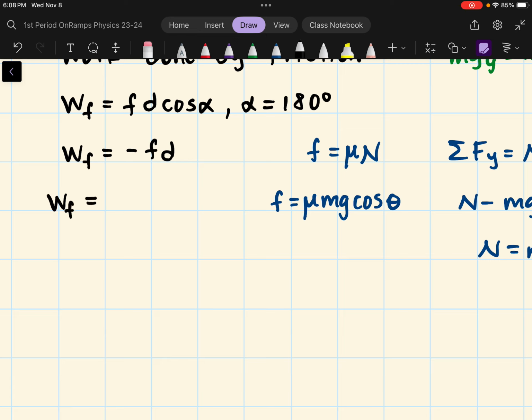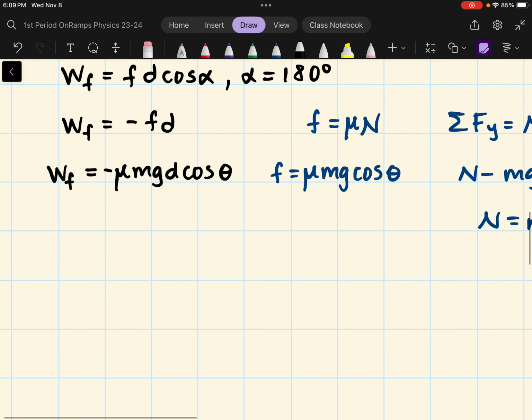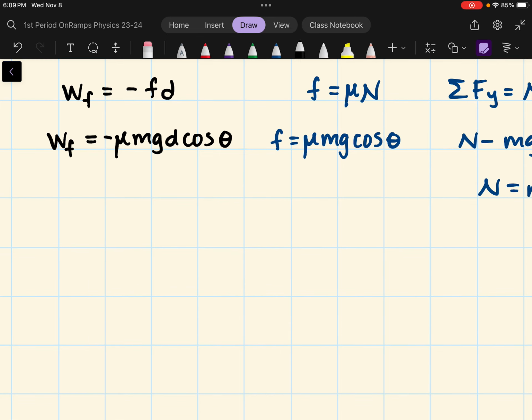Work done by force of friction is negative force of friction. And then I need to have the displacement. Normally this shouldn't go at the end, so I'm going to include it in between gravitational acceleration and cosine theta. It wouldn't make a difference because it's a product, so the order doesn't matter. But that's just the way I've always done it. So coefficient of friction times the mass times gravitational acceleration times displacement times the cosine of theta. I have all that information. That's all in my given.